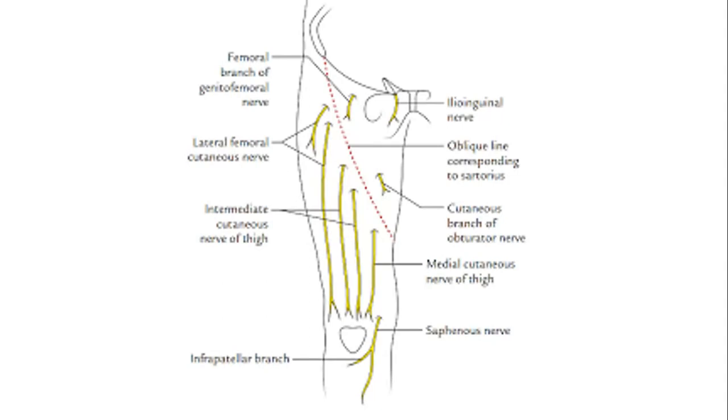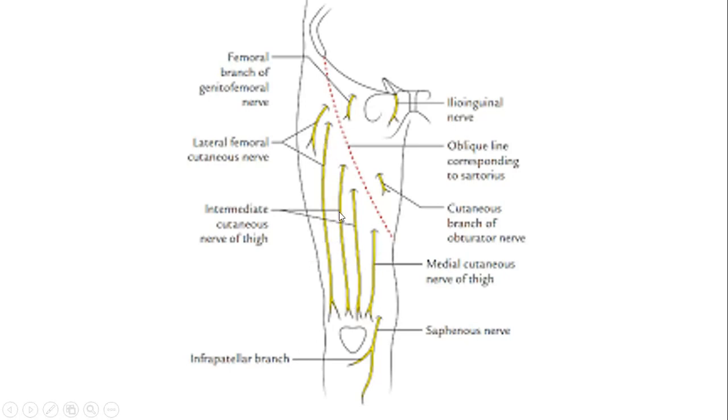First we see the anterior part of the thigh, which is supplied by certain cutaneous nerves. Starting from above is the femoral branch of the genitofemoral nerve. On the most upper and medial part is the ilioinguinal nerve, supplying the upper and medial part of the thigh. Coming down, on the lateral side, there is the lateral femoral cutaneous nerve. These are branches of the femoral nerve, and then there are the intermediate cutaneous nerves, and then the medial cutaneous nerve of the thigh.